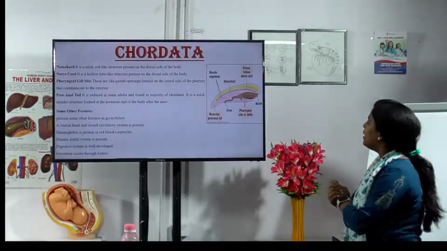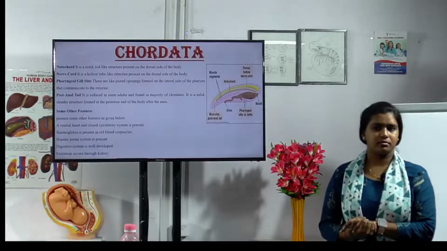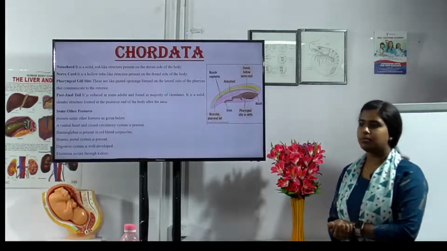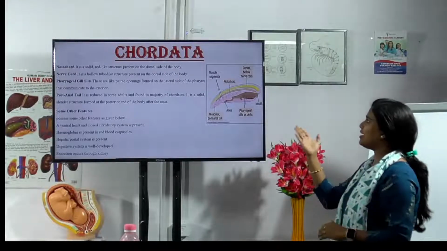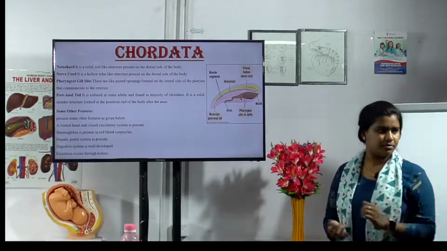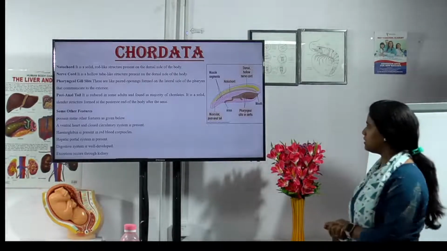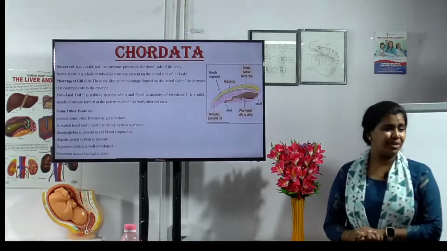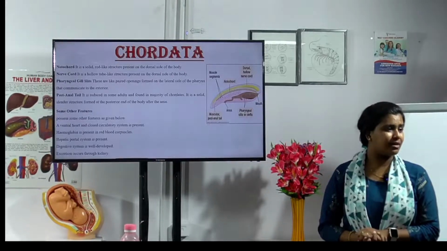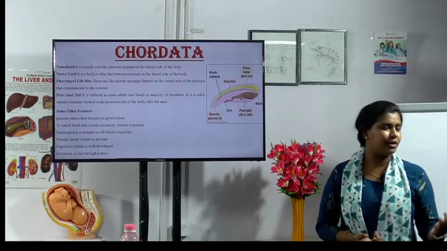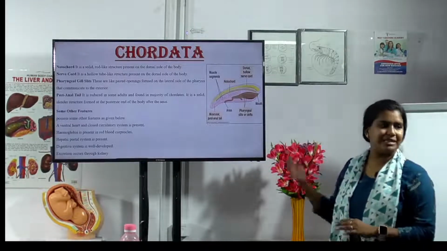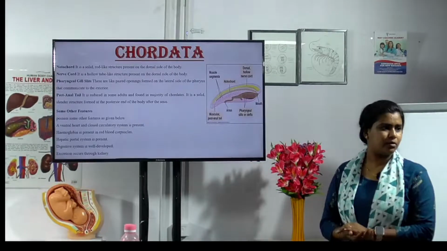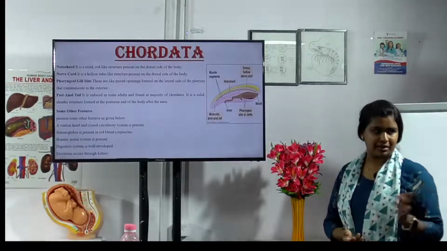Chordata, what does chordata mean? முதுகெலும்பு இருக்கு. Okay, and these have a solid rod-like structure. Okay, yeah, correct. Dorsal means back, not front. You said front earlier, but dorsal means back. Rod-like structure present on the dorsal side of the body. முதுகெலும்பு பின்னாடி தானே இருக்கும். But okay, I will confirm it.